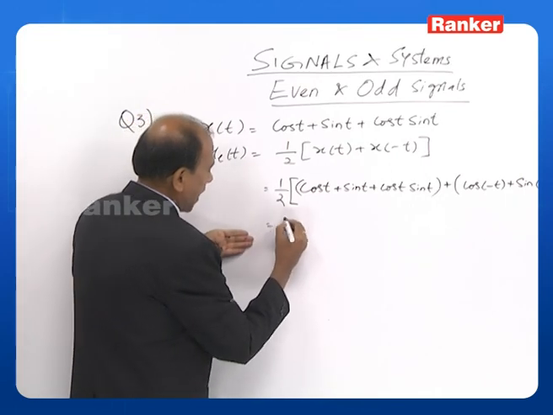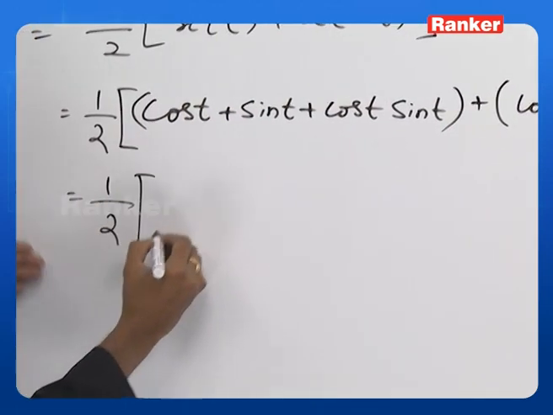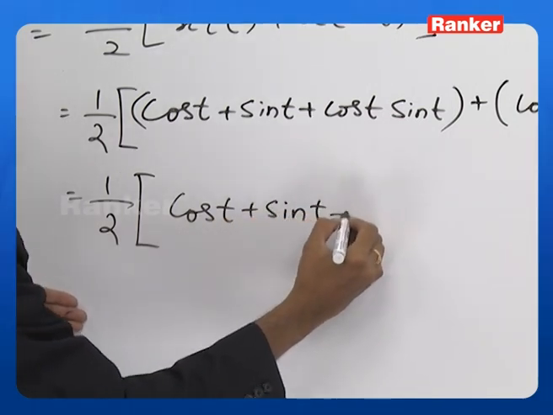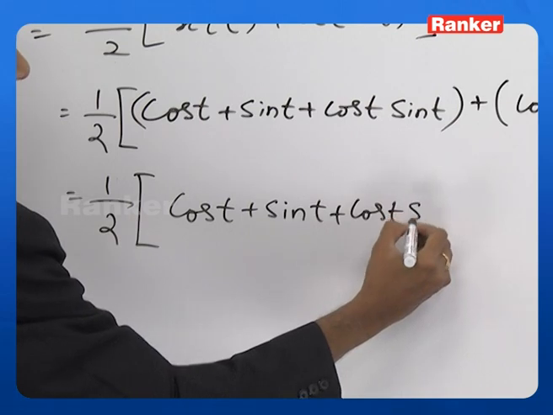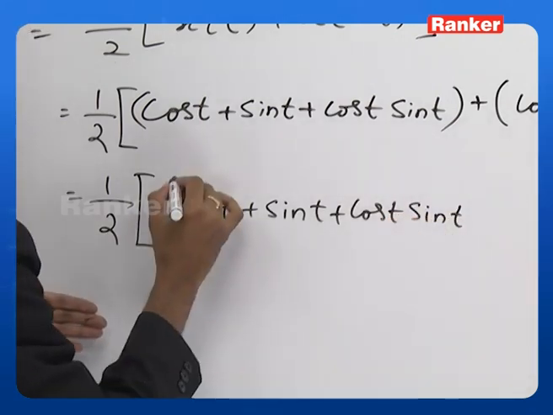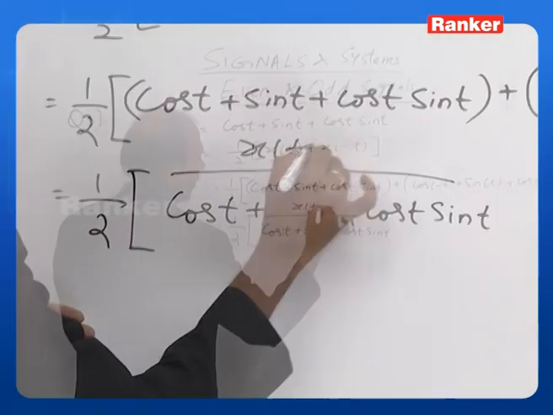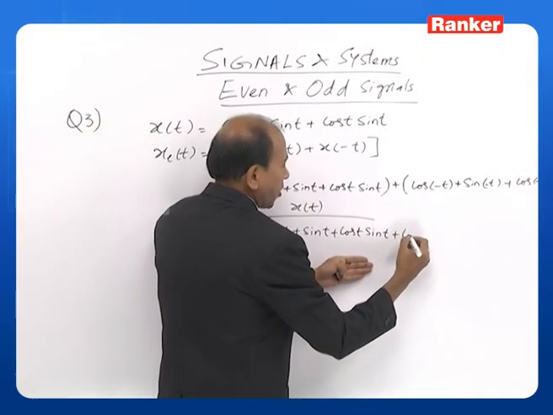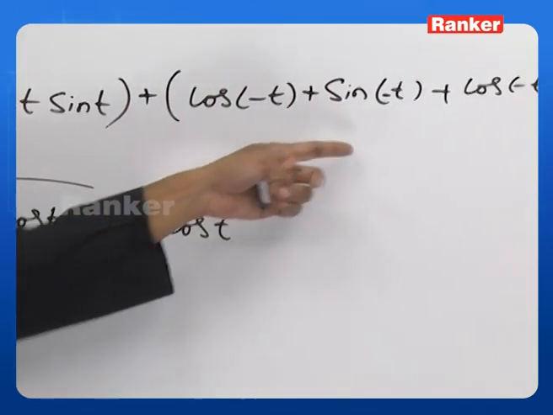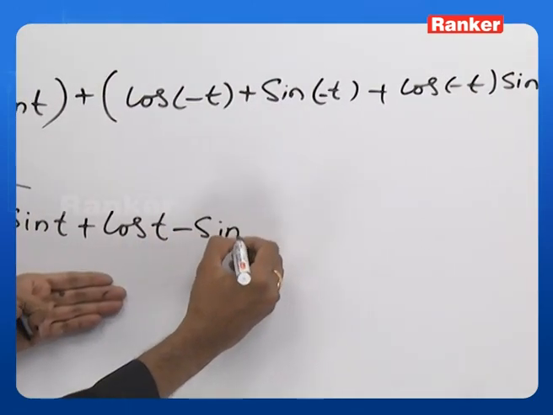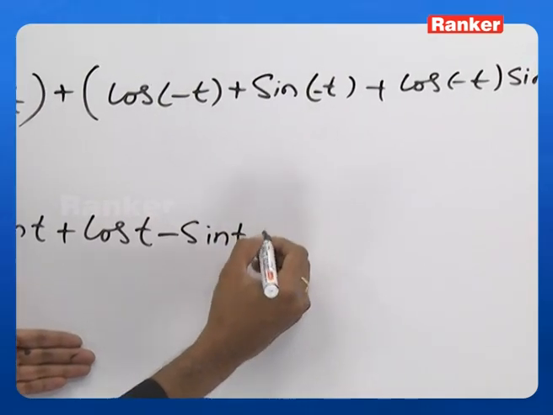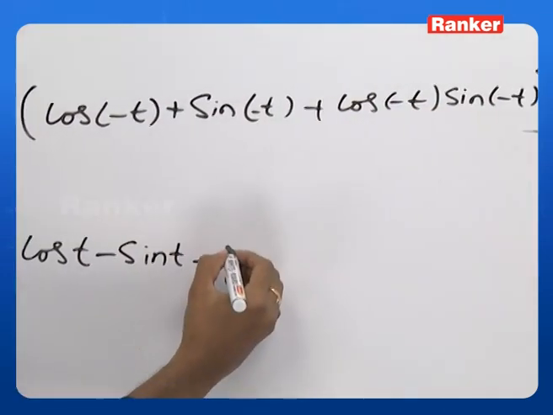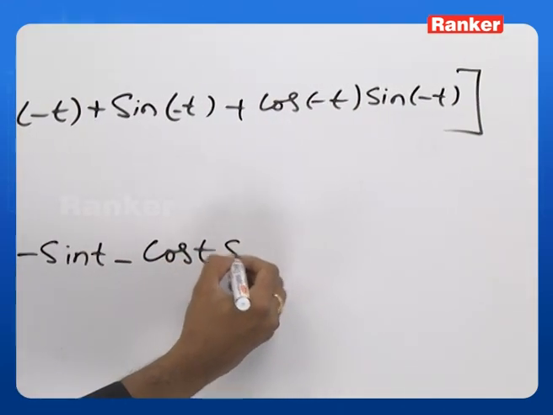So, I will write this as half of cos t plus sin t plus cos t sin t. This whole thing is x of t, plus cos of minus t is cos t, sin of minus t is minus sin t, and cos of minus t is cos t, sin of minus t is minus sin t. So, this will become minus cos t sin t.